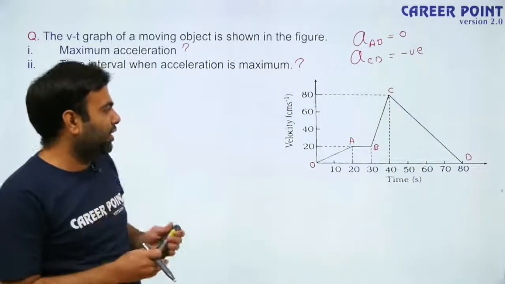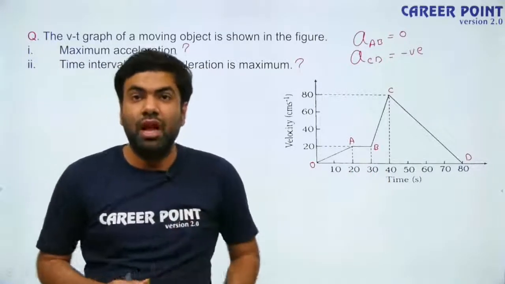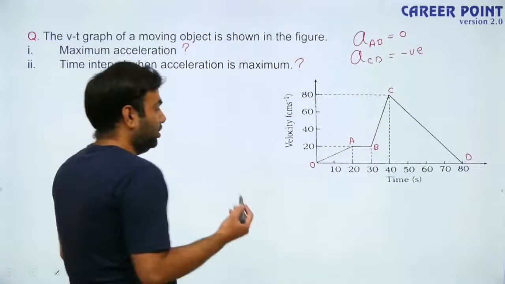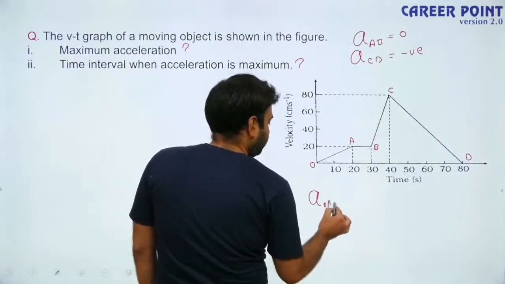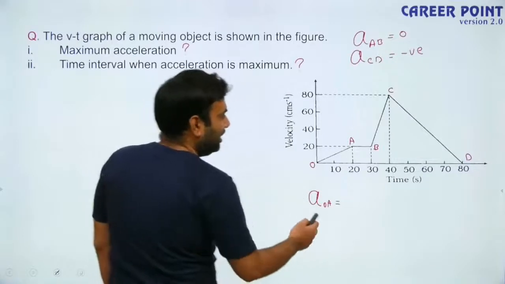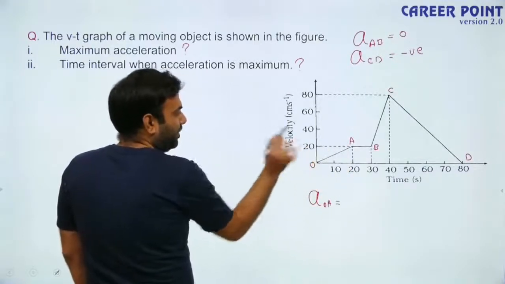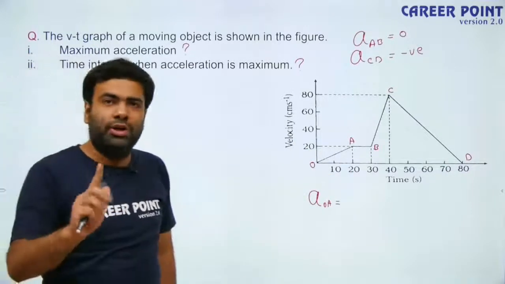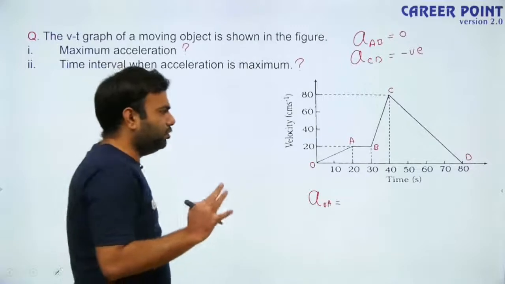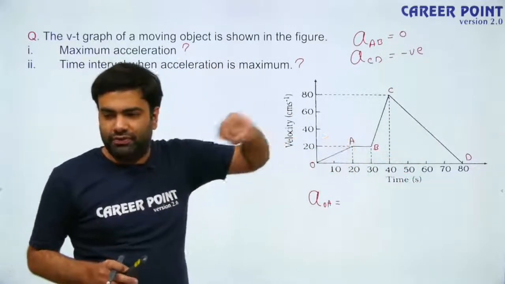So we will say between 30 seconds to 40 seconds the acceleration is maximum. Now how to find average acceleration? If we talk about average acceleration from O to A, as you can see, the change in velocity is 20 meter per second and time taken is 20 seconds. So acceleration will be 1 meter per second. But because we know the concepts of graph, we are going to solve this question with the help of graph.